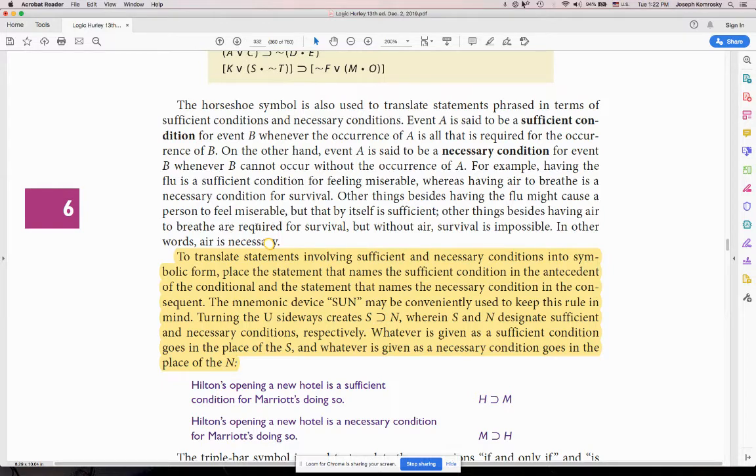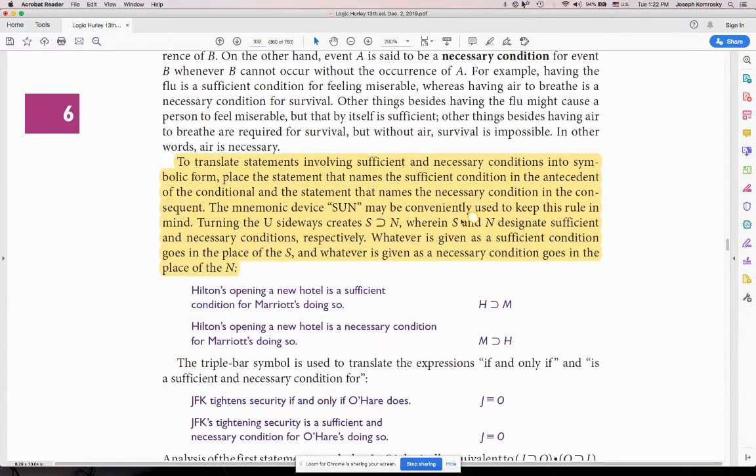And the necessary condition, like in order to play racquetball, it's necessary for me to have a racket. In other words, it's needed. So when you see sufficient, necessary, those are going to be related to these conditionals. And what Hurley's trying to say is, well, how do you know if this is necessary or this is sufficient? Like, how would you know how to do it? And he says, real simple. I'm giving you a mnemonic. It's called SUN. Sufficient, necessary.